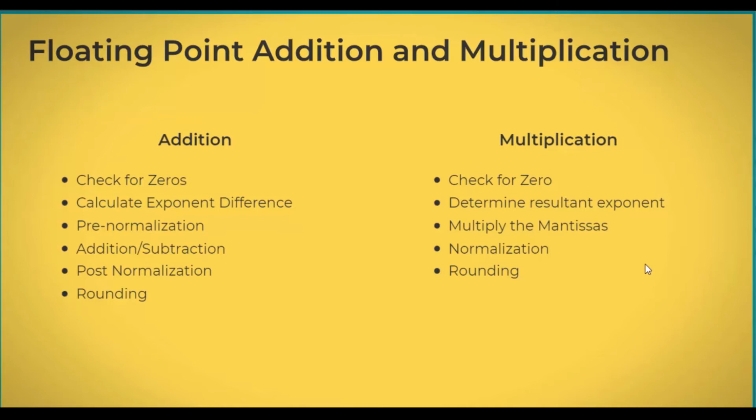Similarly, in multiplication, the first step is to check for 0. The second step is to determine the resultant exponent. The third step is to multiply the mantissa. The fourth step is normalization, where the resultant mantissa is normalized and the consequent exponent is modified. And the last step is rounding.